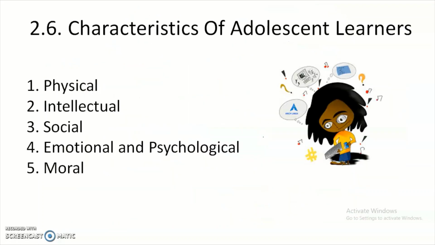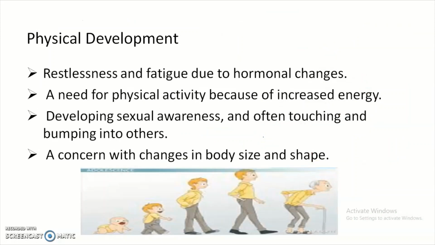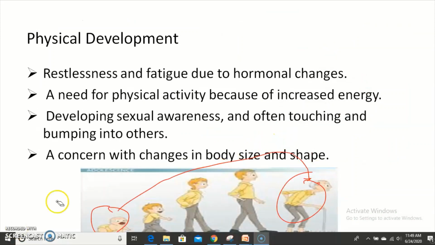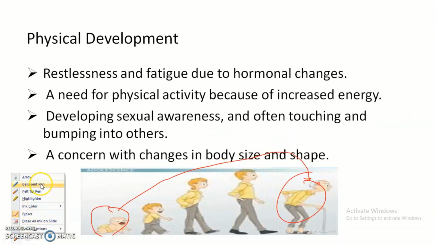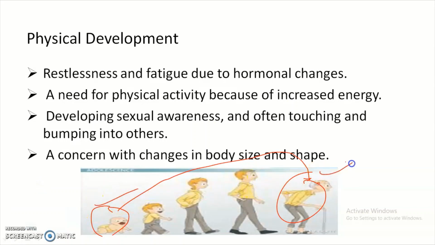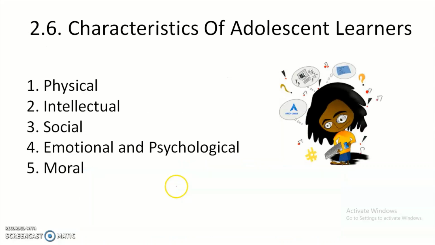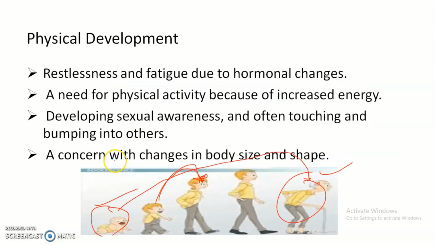And next, coming to the characteristics of adolescent learners. Adolescent learners means, here I kept one picture. In this picture you can observe the different stages of human life. It is a starting stage and it is the ending stage. So adolescent age means from this stage to this stage, right? I think you can understand that. In this stage, how will the characteristics of these candidates change? It depends upon the physical, intellectual, social, emotional, psychological, and moral aspects, right?